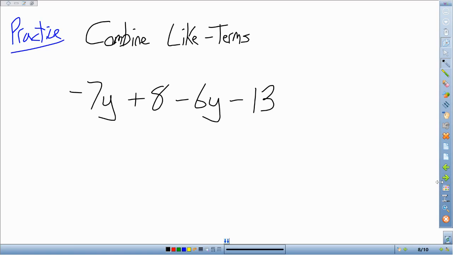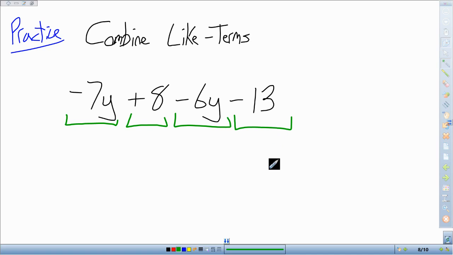So go ahead and try one of these on your own, and we'll see how you do. Go ahead. All right, so a lot like the other one, first let's point out we have 4 more terms here. We have this negative 7y, this positive 8, this minus 6y, and this minus 13.